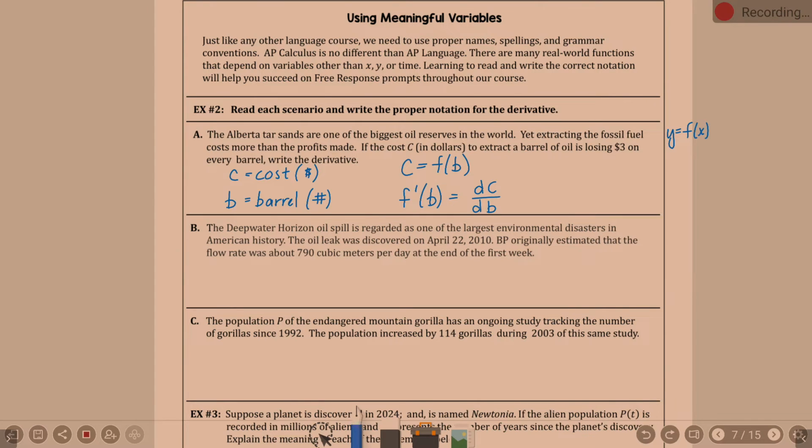Now, what is this equal to? Negative 3, because we are losing $3, right? And we're losing $3 on every barrel. So if we put a label there, it's negative 3 dollars per barrel.